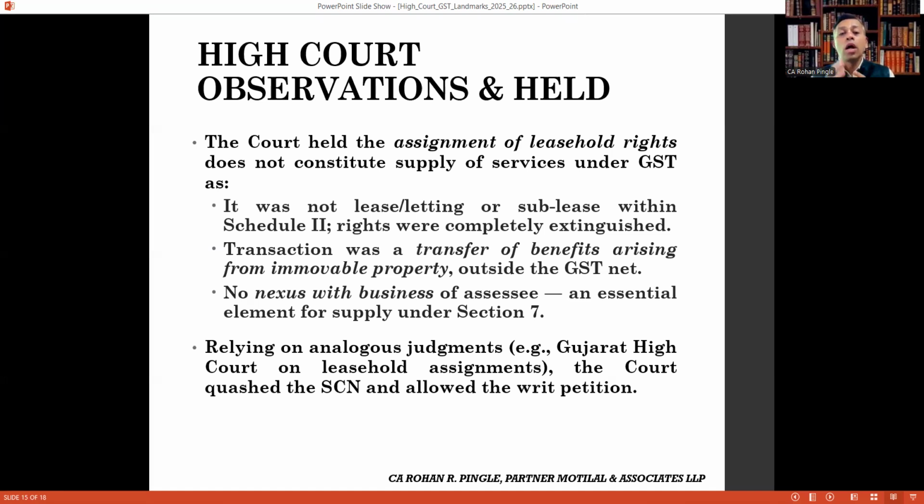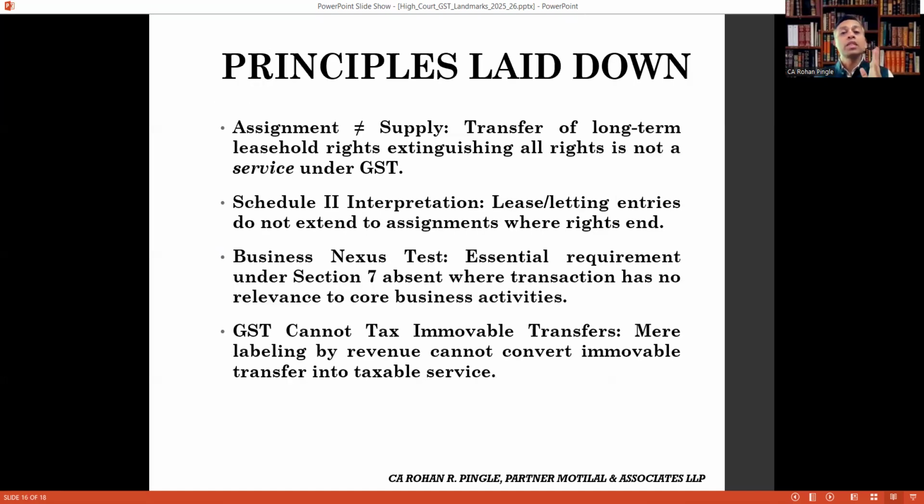So relying on analogous judgments, that is the Gujarat High Court on leasehold assignments, the court quashed the show cause notice and allowed the writ petition in favor of the assessee. The principles laid down by this case: assignment is not equal to supply. Transfer of long-term leasehold rights, extinguishing all rights, is not a service under GST.